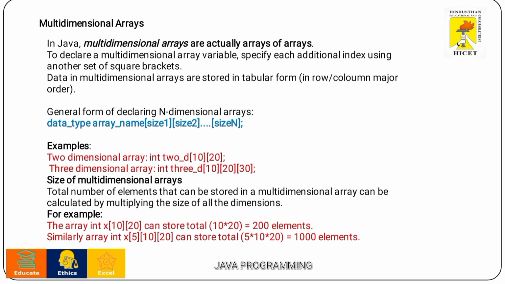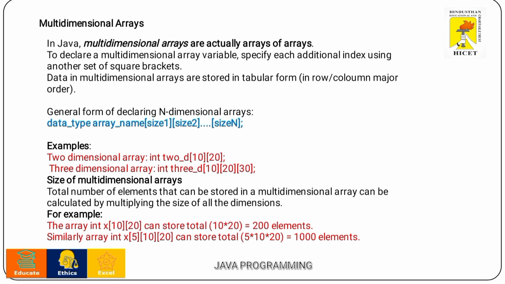And we can calculate the number of elements in a multi-dimensional array by multiplying the sizes of all the dimensions. For example, here the two-dimensional array X consists of a row size of 10 and a column size of 20, and we can multiply the row size and the column size to calculate the number of elements it can hold. So 10 into 20 is equal to 200 elements. So the array X can hold 200 elements.